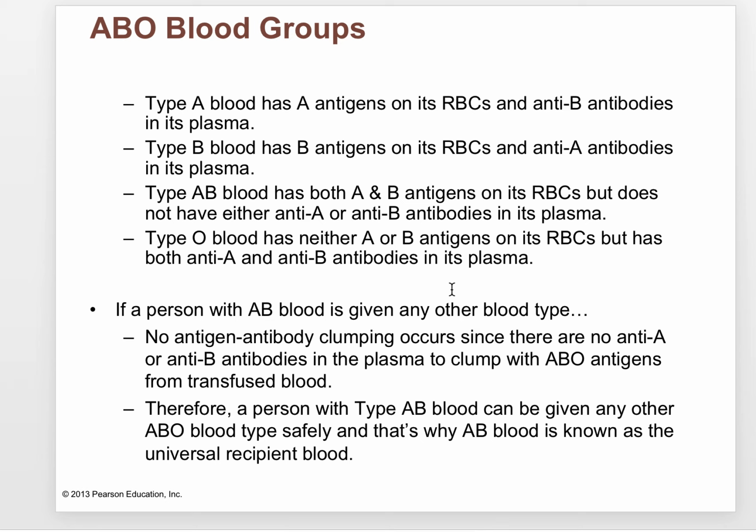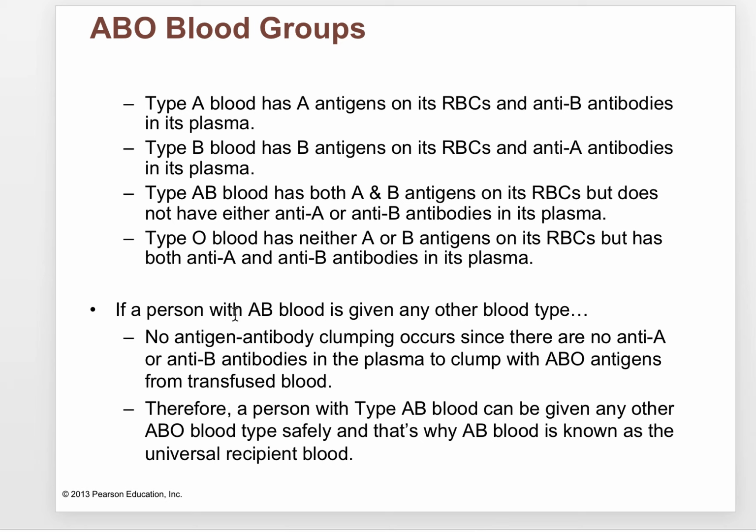Okay, let's look at another situation. Again, these are the same conditions on the top here, the same as on the other side, just to remind you of what blood type has what type of antigens and what type of antibodies. If somebody with AB blood is given any other blood type, what's going to happen?